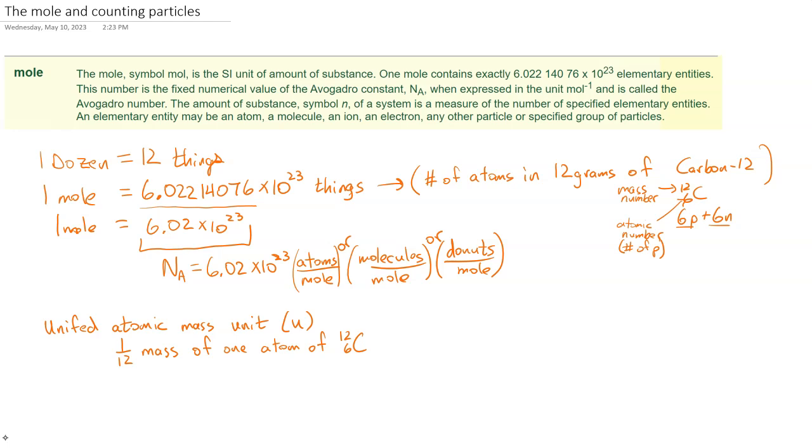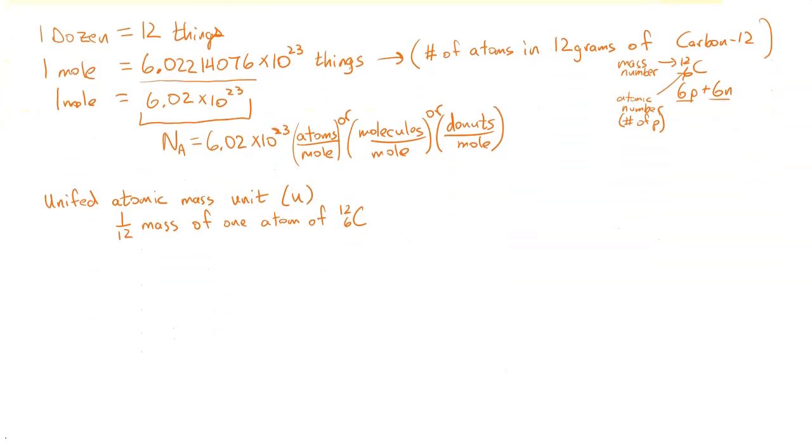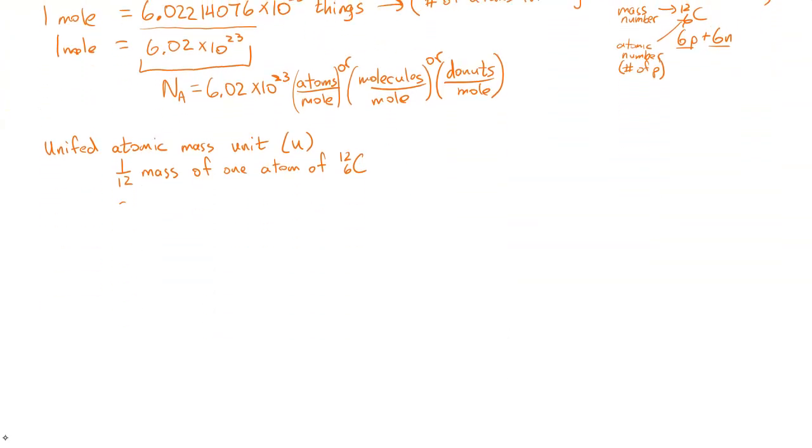If you define 1U as being 1/12 the mass of 1 atom of carbon 12, then what is the mass of 1 atom of carbon 12? It would be 12U. As a mass, 12U.